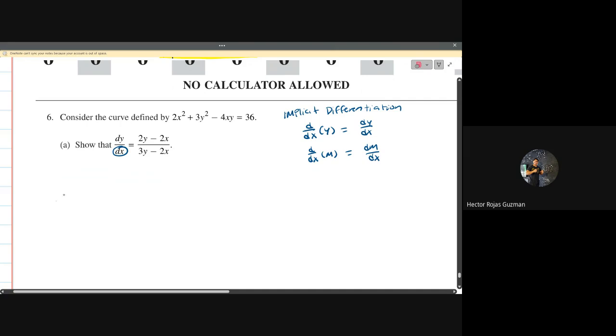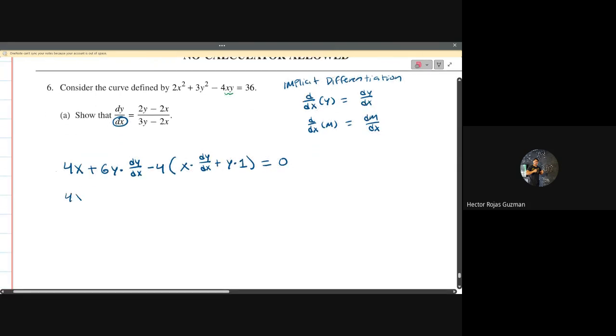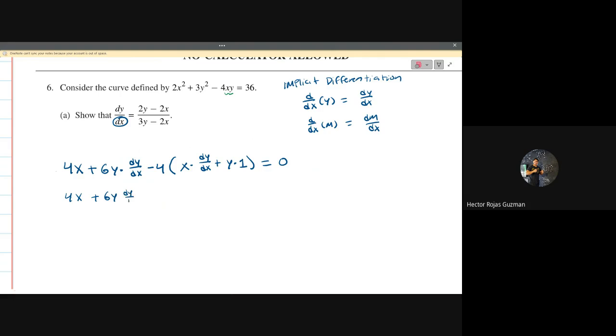The derivative of 2x squared is 4x. The derivative of 3y squared is 6y times dy/dx. This is where you have to use your chain rule and your implicit differentiation. Minus 4. And I'm going to handle the x and the y away from the 4. So think about me factoring out the 4. So in parentheses, we're going to do the product rule. It's the first times the derivative of the second plus the second times the derivative of the first, equals 0. Okay. 4x plus 6y dy/dx minus 4x dy/dx minus 4y is equal to 0.